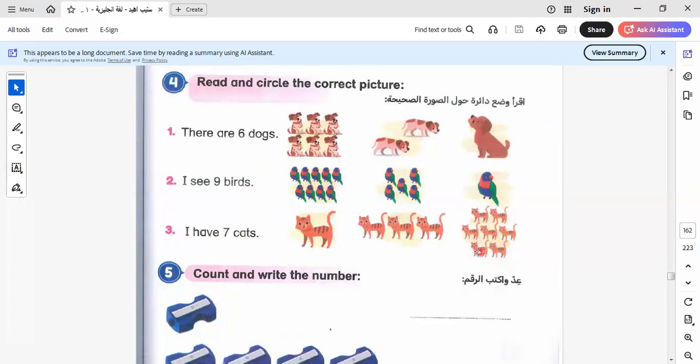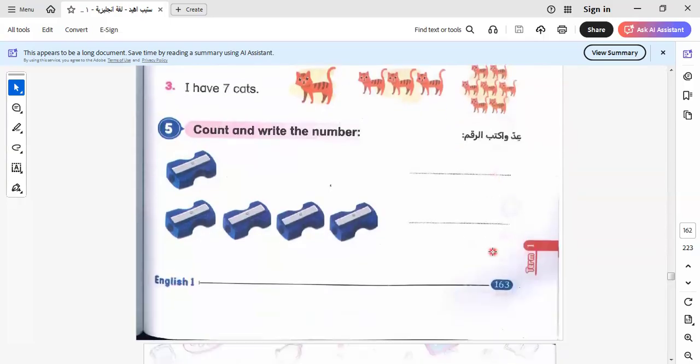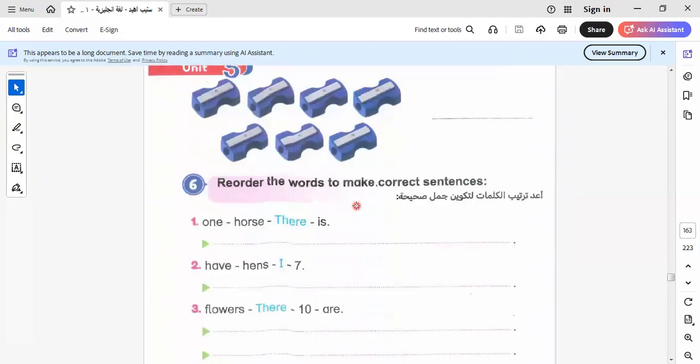I have 7 cakes. 1, 2, 3, 4, 5, 6, 7. It will be here, 7 cats. I select this one. So I leave this one for you to count and do it by yourself.